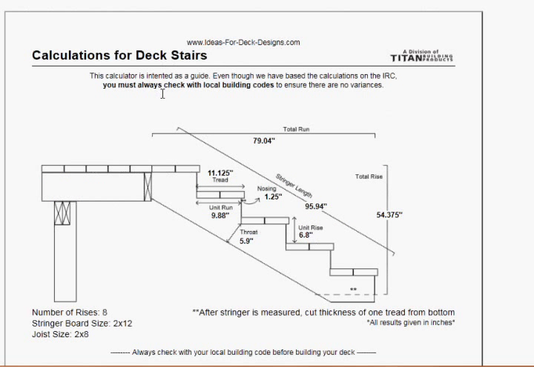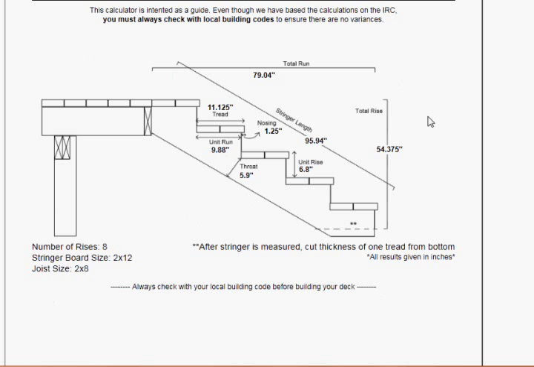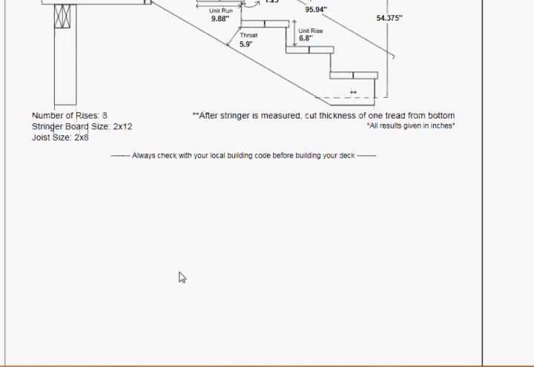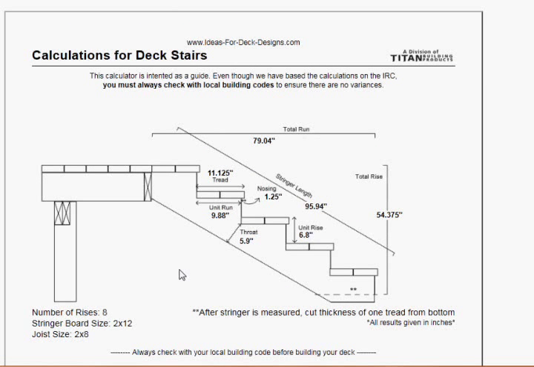You can see that this has been formatted to fit onto a standard 8.5 by 11 inch piece of paper, and you can print this out, and this can be part of your plan or your application. It tells you a number of the key details here. Remember to cut the bottom off that stringer so that the first rise is consistent with the rest of the rises in the stairs. So overall, really simple and helpful calculator to use.